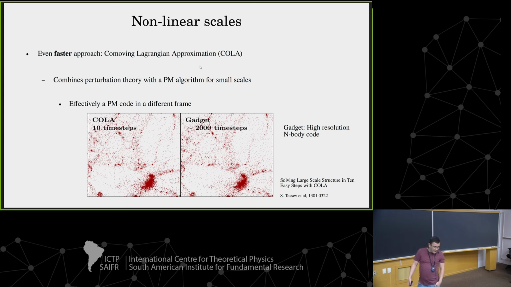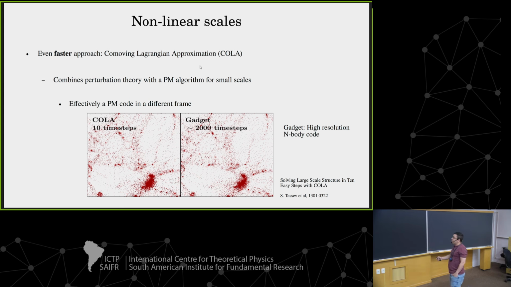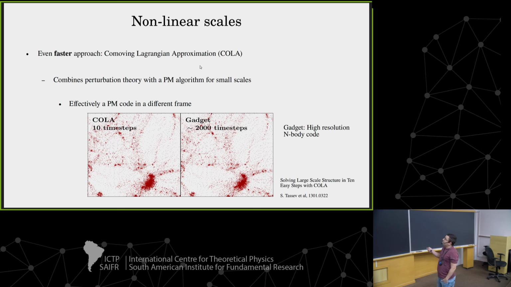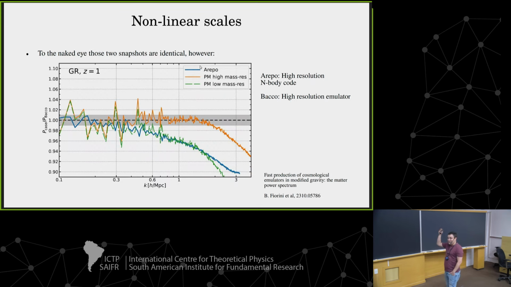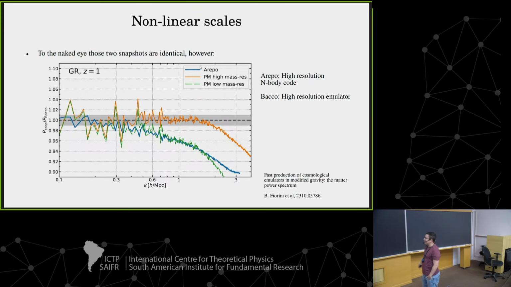So it's effectively a particle mesh code, but in a different frame, okay? This is just the difference between two snapshots of a COLA simulation with 10 time steps and a Gadget simulation with 2,000 time steps. This is very nice to the naked eye. But when we go to the spectrum, it's really not that good.